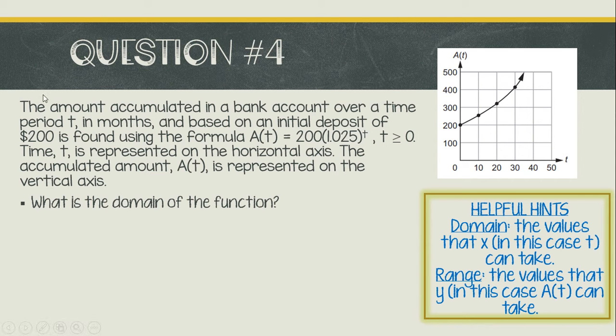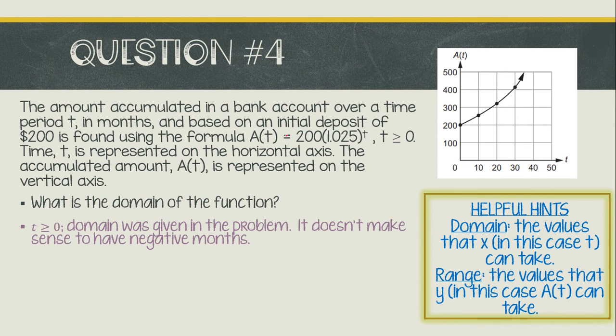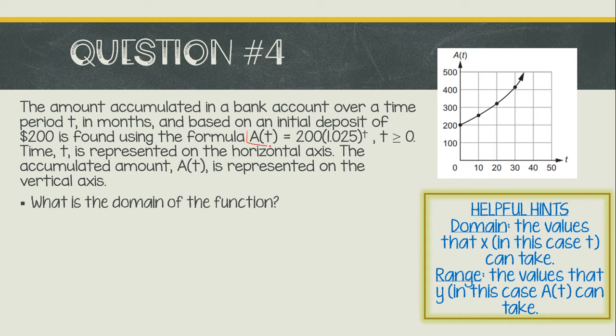All right, question 4. The amount accumulated in a bank account over a time period T in months, and based on an initial deposit of $200, is found using the formula A of T equals 200 times 1.025 raised to the T, and T is greater than or equal to 0. Okay, so I'm given a function here. A of T is equal to 200 times 1.025 to the T, and it's been graphed for me over here as well, which is super nice.